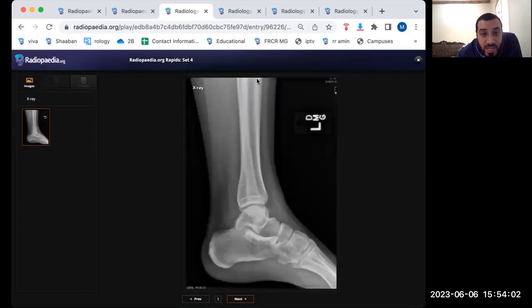Here for the ankle, the edge of the film, go down: tibia, fibula, and then the talus. This is the normal appearance of the talus. The calcaneum, normal appearance of the calcaneum. The fifth metatarsal base, and the rest of the bones are normal.